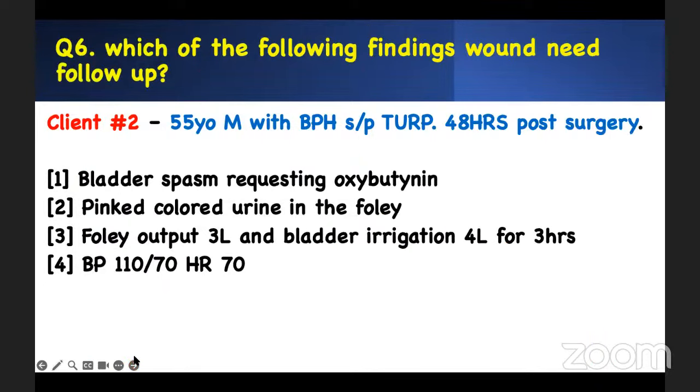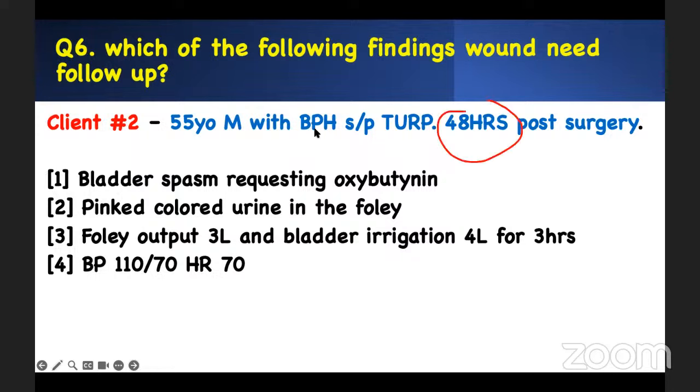Now, I said, which of the following findings will need follow-up? It's the same thing. I'm trying to let you know the way they can ask the same question, because it's the same concept, because it's the same thing you need to know for this disease process.